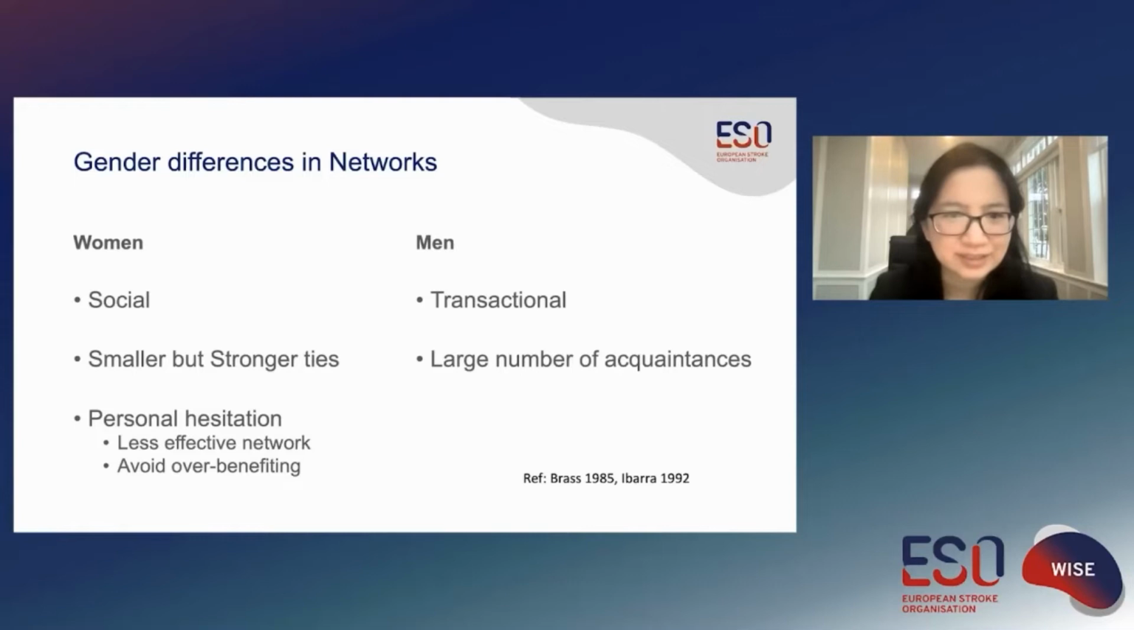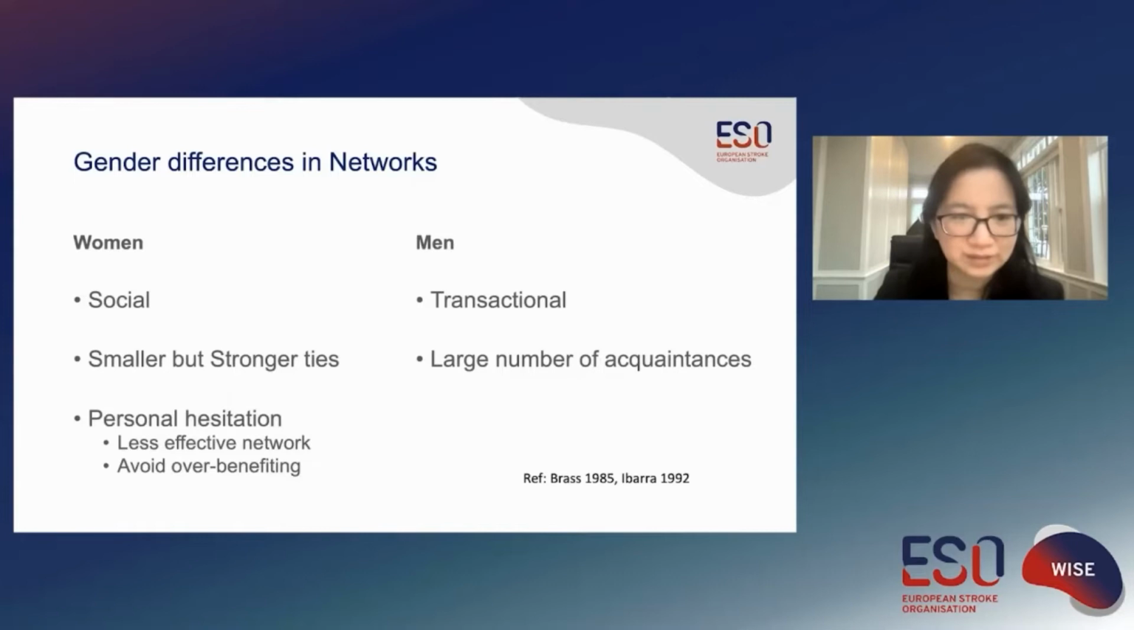There are several differences in gender approaches to networks. Women, for example, tend to have more social networks, whereas men tend to be transactional. Women have smaller networks, but stronger ties with those they connect with, and men tend to have a larger number of acquaintances. These are, of course, generalizations and observations from studies. One more aspect of women's networks is this element of personal hesitation, which can lead to less effective networks, and women thinking about a relationship as important to avoid this concept of over-benefiting.